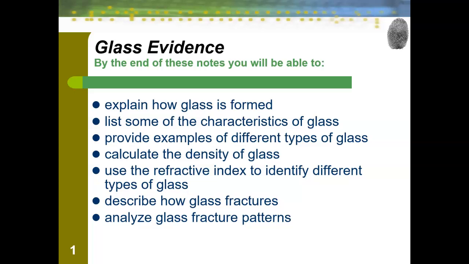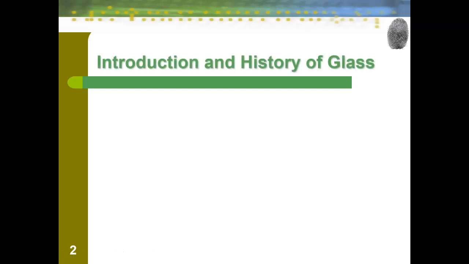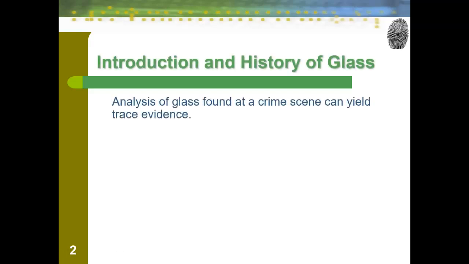Let's talk about glass evidence, what we can analyze from glass, how we use it, and everything in between. So a little bit of introduction and history for you. Analysis of glass at a crime scene can yield trace evidence. So it gives us a trace of what was left behind.